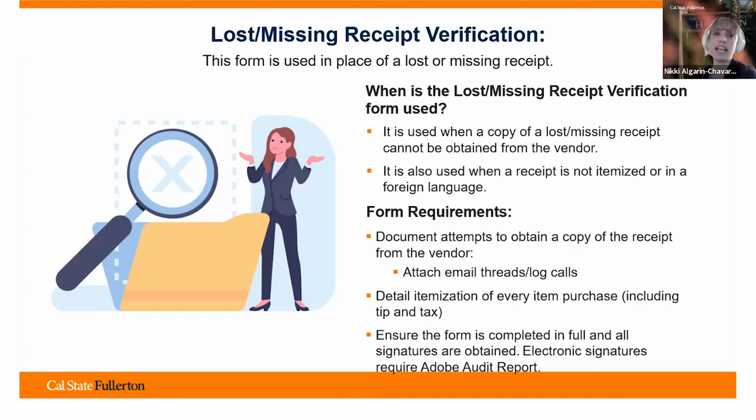Form requirements. Please ensure you document your attempts to obtain a copy of the receipt from the vendor. Attach your emails, log your calls. We want to see all that information. Also detail itemization of every item purchased. So if you're having a meal out, you're going to detail the meal, the drinks, and any tips and tax. All of that needs to be included. And then ensure the form is completed in full and all signatures are obtained. Electronic signatures require the Adobe audit report.